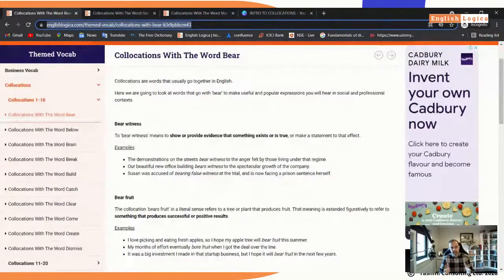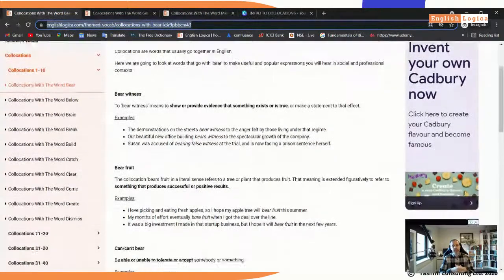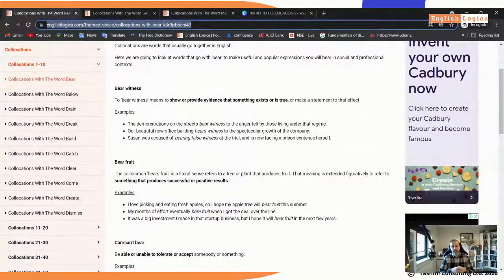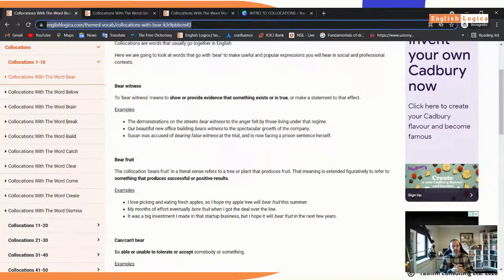And in this case, bear is mostly used as a verb. So the first one we have is to bear witness. To bear witness. And this means to show or provide evidence that something exists or is true, or make a statement to that effect. We'll just read out some examples.